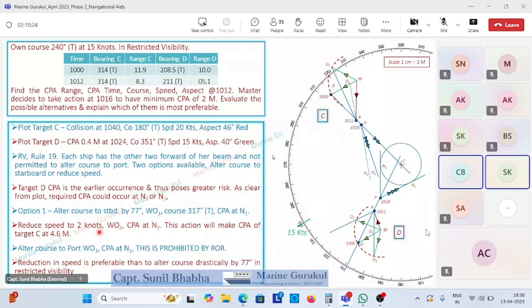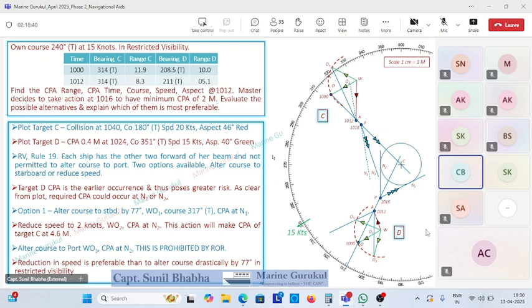Sir, go ahead, beta. I'm sorry, sir, but I don't agree with this option of reduction in speed, because it will take a longer time, and also we will compromise on the maneuverability of the vessel.